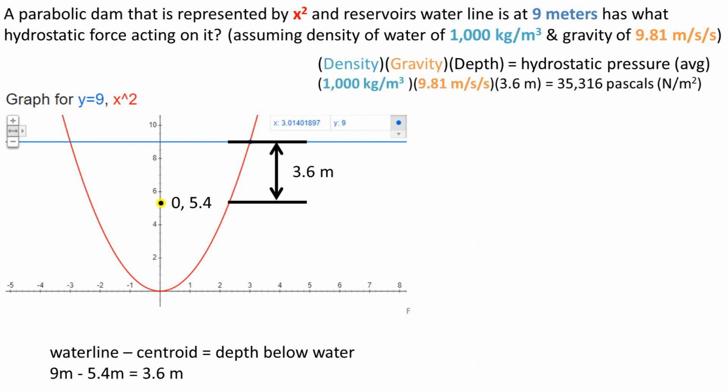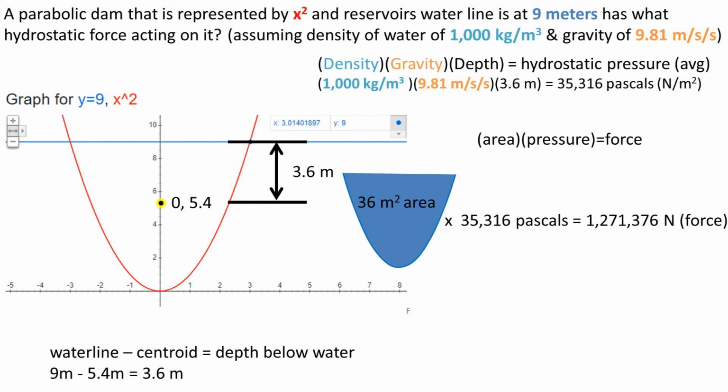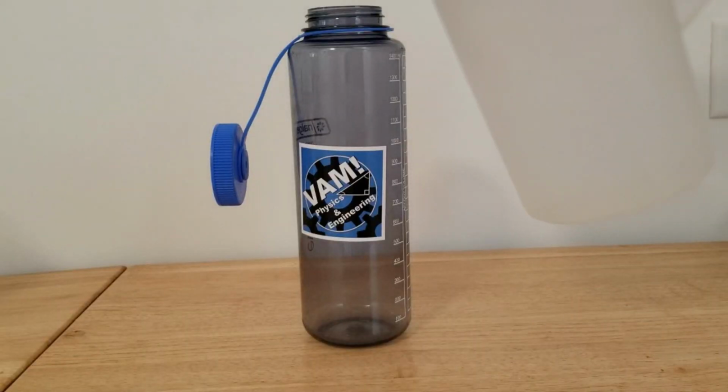Plugging in our values, we get a hydrostatic pressure of 35,316 pascals, or newtons per meter squared. If we take the average pressure acting on the dam times the surface area being touched by the water, we get a hydrostatic force acting on the dam of 1,271,376 newtons.